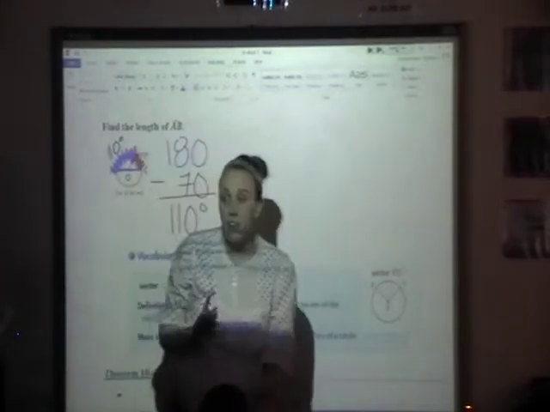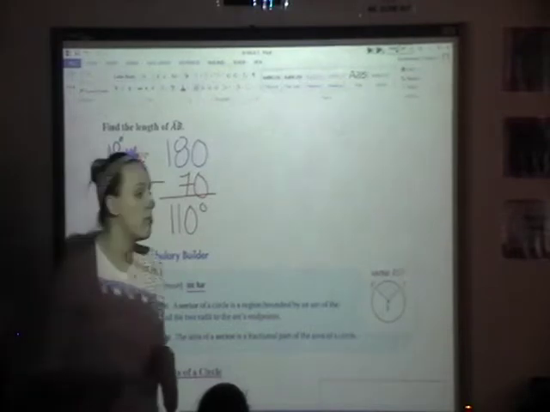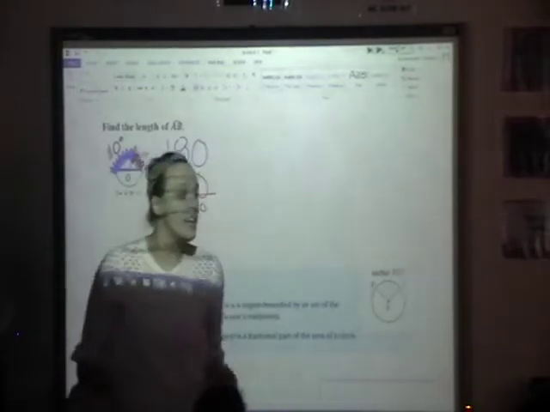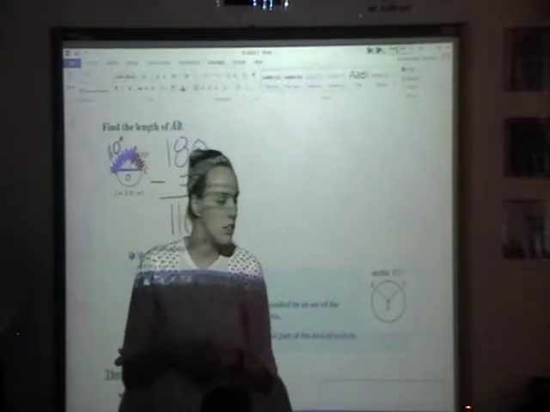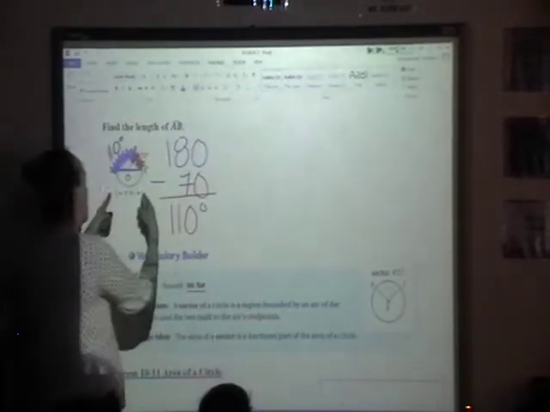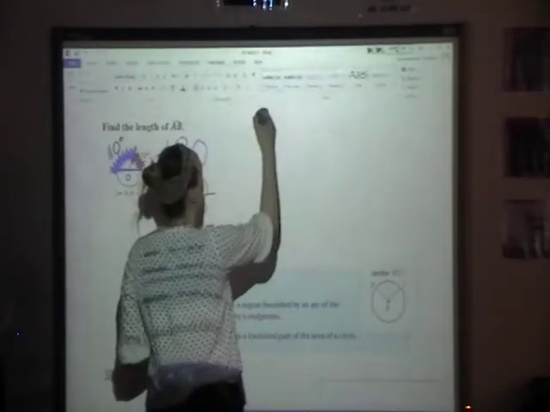Now, I'm going to rewrite the formula, but I want to know what form of circumference we're going to be talking about. Are we going to be talking about 2 pi r? Are we given the radius? Or are we going to be talking about pi d, because we were given the diameter? Pi d, because we have the diameter. We have the full length of the circle. So now we're going to use arc.